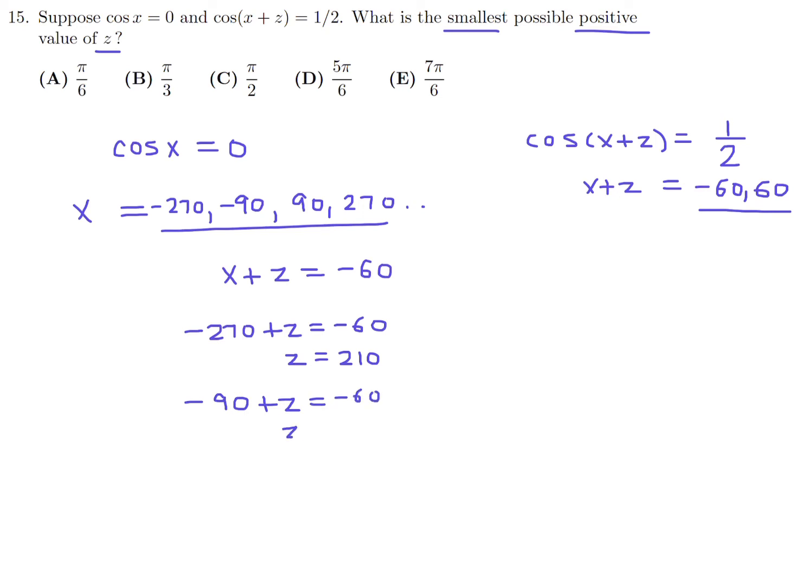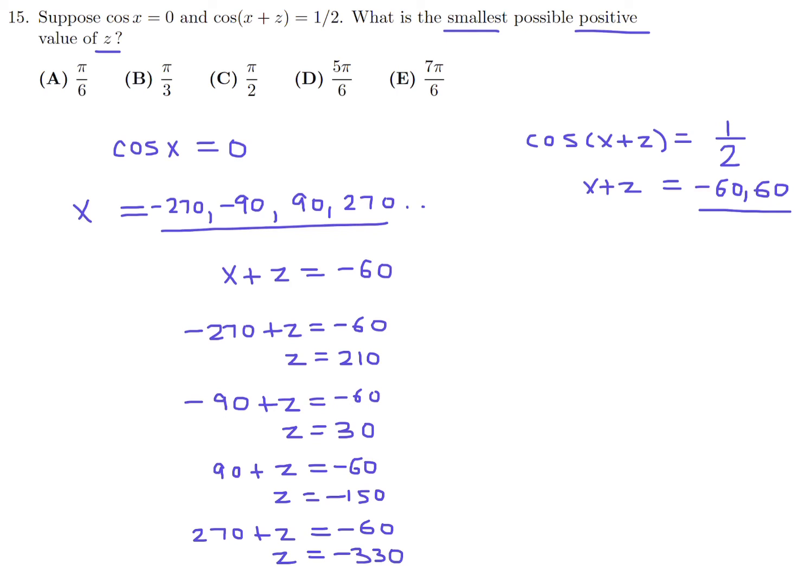When x is minus 90, equals minus 60, z will be 30. Next one, we've got x equal to positive 90 is minus 60, and z will therefore be minus 150. And then finally, rounding this out, we got one value of 270 for x, and this will give you z is equal to minus 330. Okay, so of these, the smallest positive value of the 4 that I just figured out is 30.